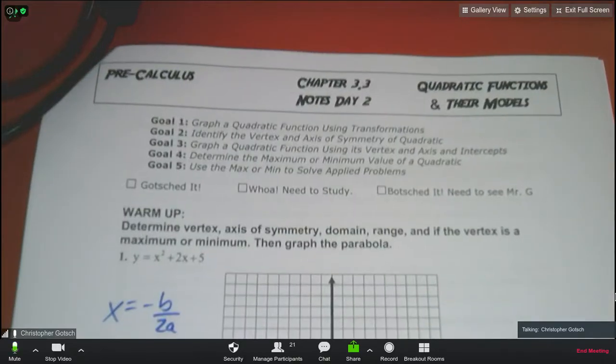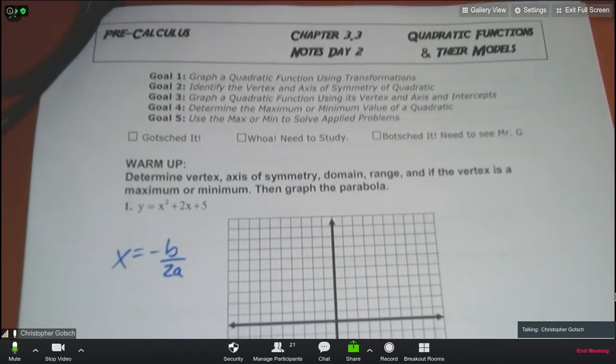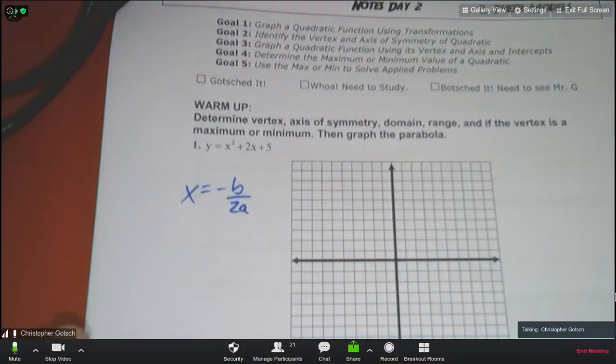Diving into Chapter 3.3 Day 2 notes, we're looking at basically goals number 4 and 5, which is finding mins and maxes and then using those for applied problems. Before we do that, though, we're going to warm up with what we learned yesterday, which was goal number 3, graphing a quadratic with its vertex and axis of symmetry. So we need to know B and we need to know A for x equals negative B over 2A.